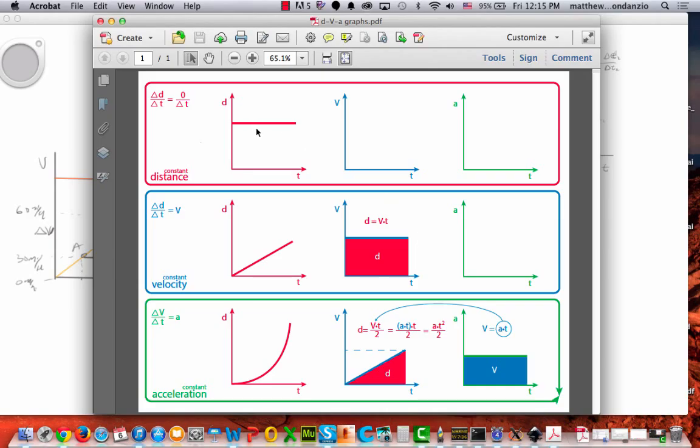Now we're going to look at this graph. So now we have this constant velocity, d versus t and v versus t. Right? You guys see that? Is that clear?